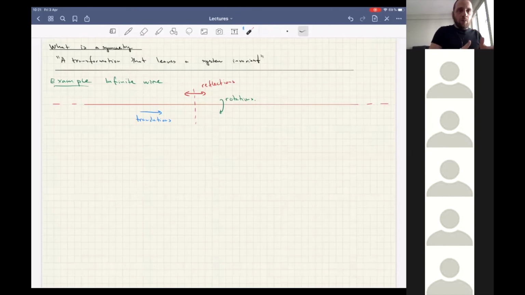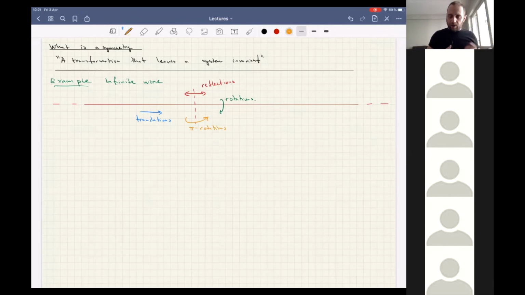There is one more discrete symmetry, which kind of reminds of the reflections, but it's physically different. I'm running out of colors here. Let's take orange. If we have rotations around an axis that is perpendicular to this wire, then we can make pi rotations. Of course, an arbitrary rotation here will not map the wire to itself. However, if you make a half turn, then that will map the wire to itself. So that is a symmetry here.